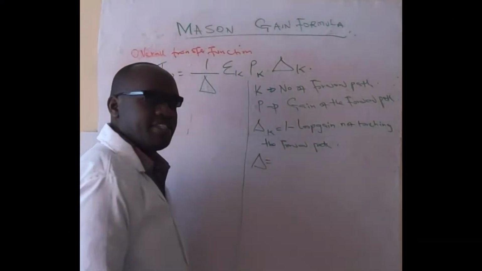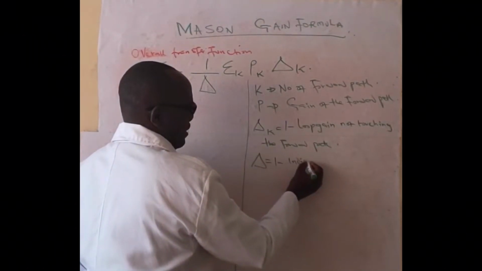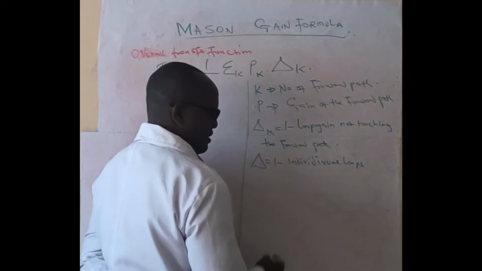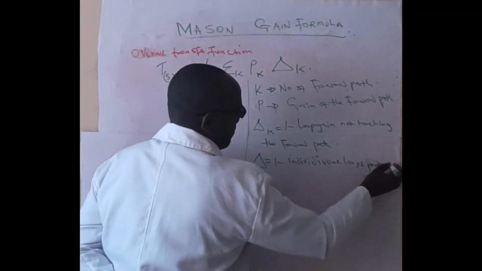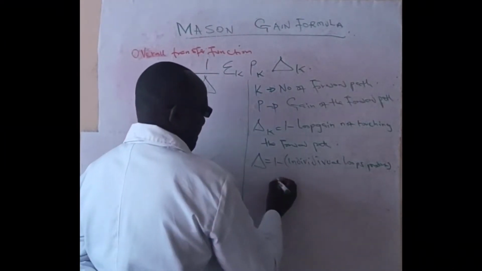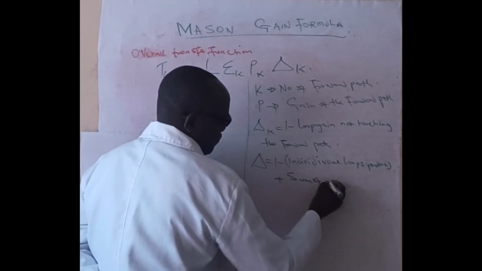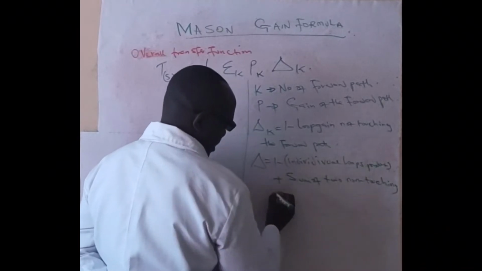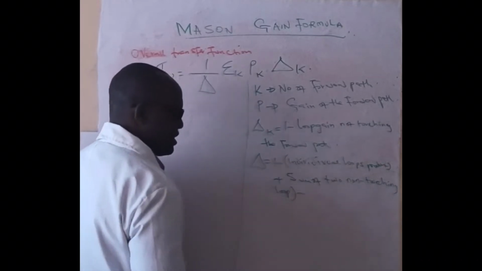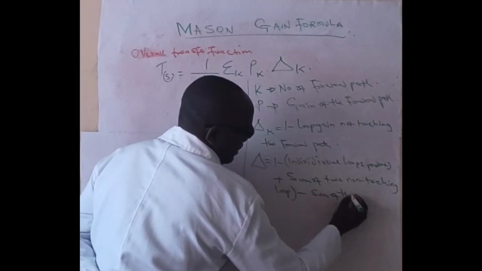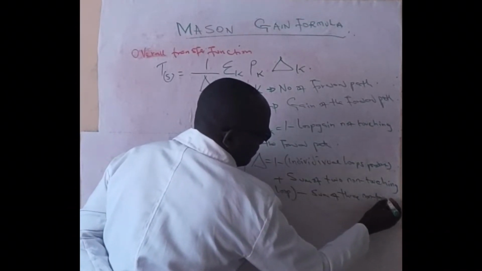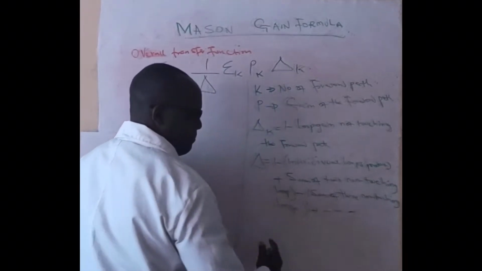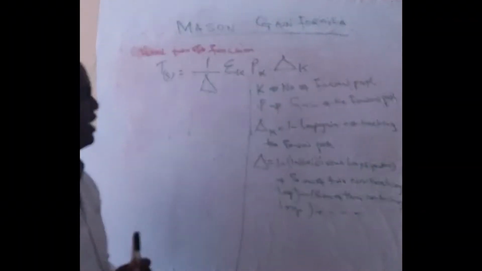Delta, the overall delta, is given by 1 minus the individual loop gains, that is the sum of the individual loop gains, plus the sum of 2 non-touching loops, minus the sum of 3 non-touching loops, plus etc. It goes on like that. So that is the definitions of these terms.